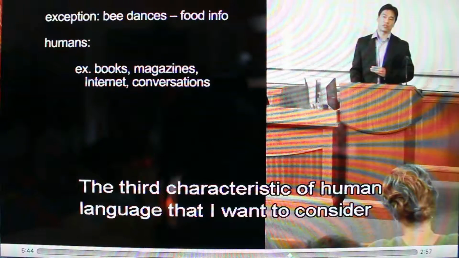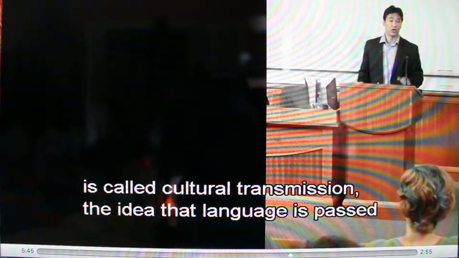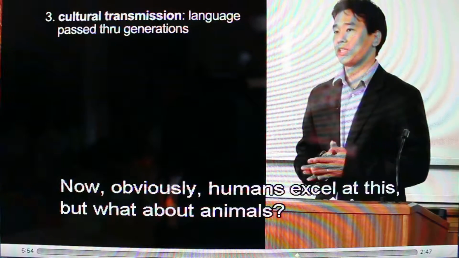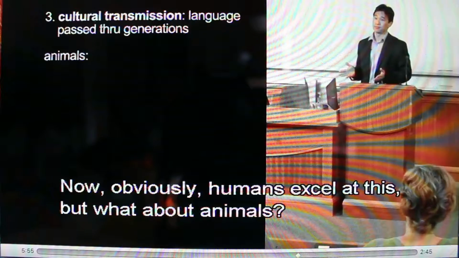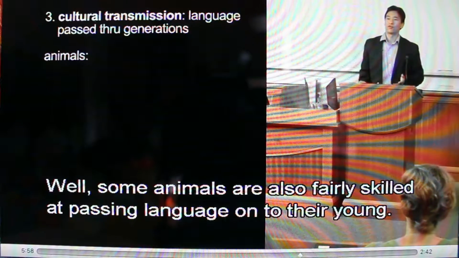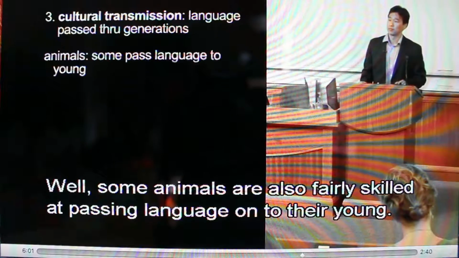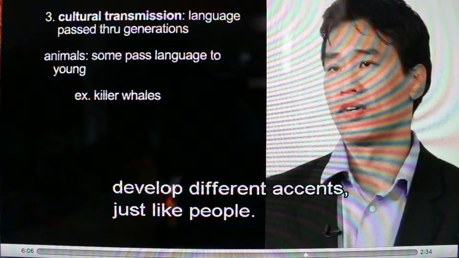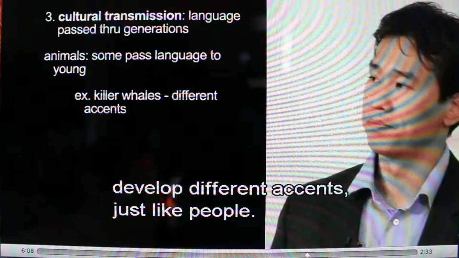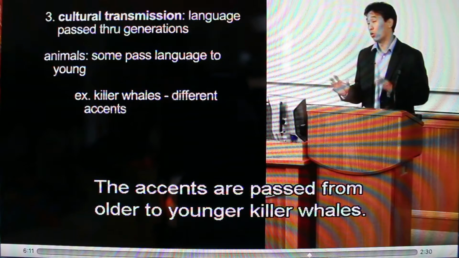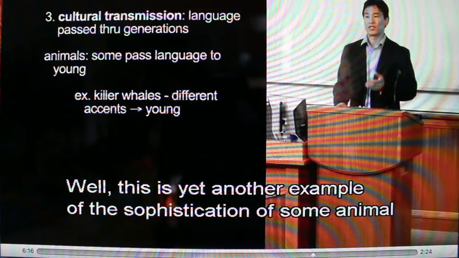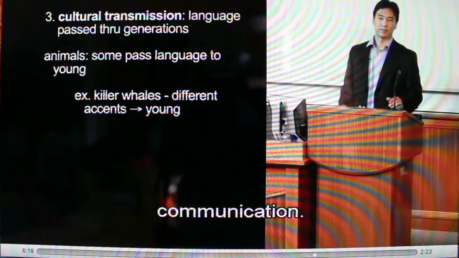The third characteristic of human language that I want to consider is called cultural transmission. The idea that language is passed from one generation to the next. Now, obviously, humans excel at this, but what about animals? Well, some animals are also fairly skilled at passing language on to their young. A good example of this is the killer whale. They live in groups, and different groups develop different accents, just like people. The accents are passed from older to younger killer whales. Well, this is yet another example of the sophistication of some animal communication.